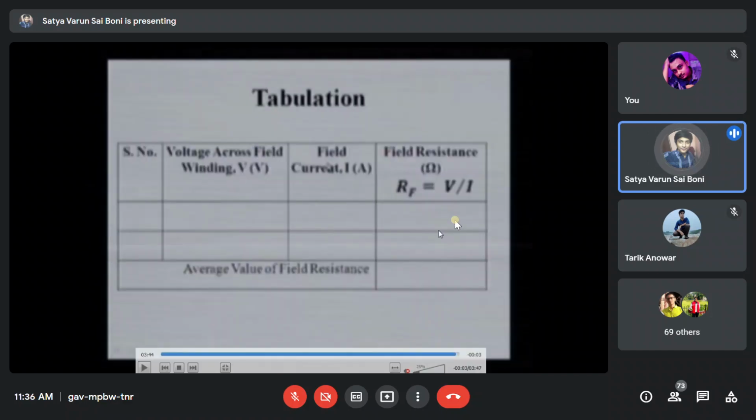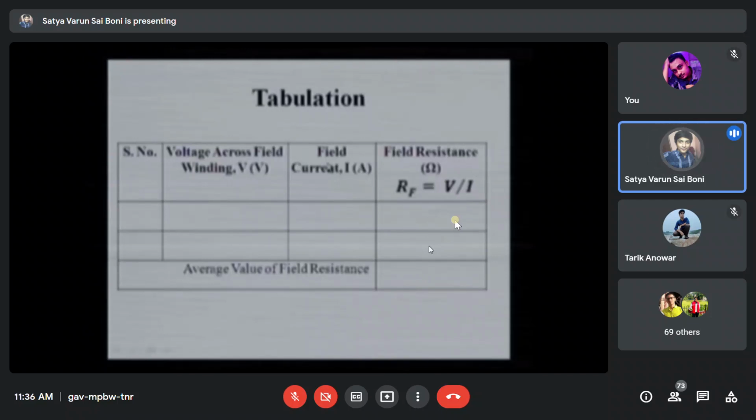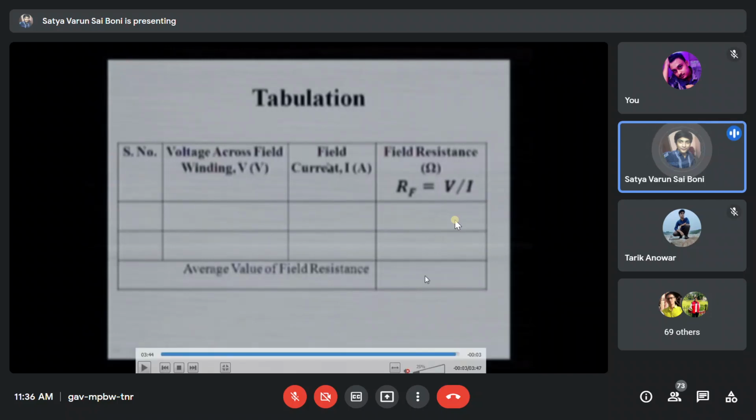Same thing: after finding all these values, for different voltage and field current, we can find different field resistance values. So all these resistance values should be averaged, meaning if it is 4 and 5, the average is 4.5. We should do it like that. We should average the whole value and place it here.